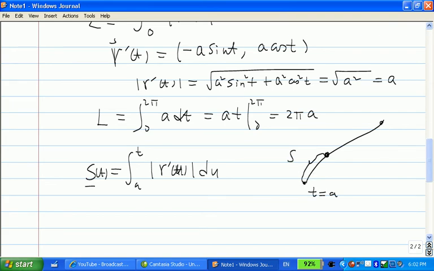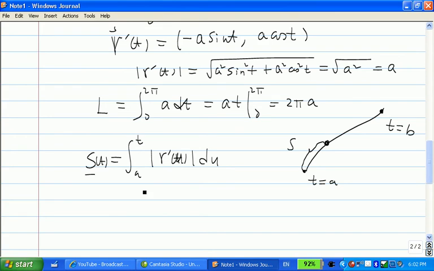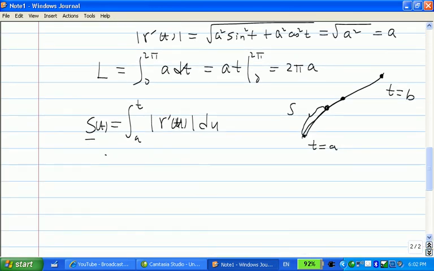Special case, for example, this point is t equal to b. If you let t equal to b, it gives you the total arc length from point A to B. So for given different t, you can use this formula to find S, which is the arc length from this point all the way here. Using the fundamental theorem of calculus, this gives you the magnitude of r prime, the vector.